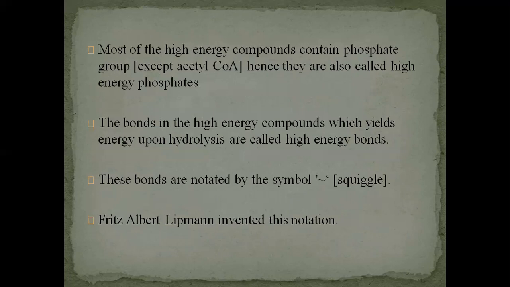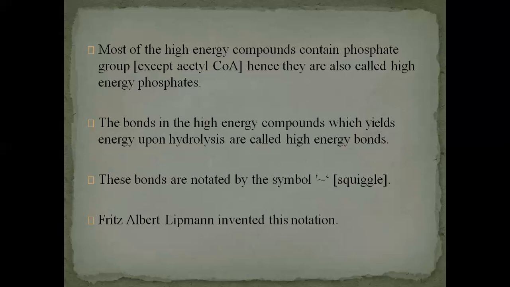Most high energy compounds contain phosphate groups. This is the key point. If we talk about high energy compounds, a phosphate group is usually present, except for acetyl-CoA. Acetyl-CoA is also a high energy compound, but without any phosphate. So for the general concept, any compound which has a phosphate group in it is a high energy compound, because upon the breakdown of this phosphate bond, high energy is released, greater than negative 7.3 kilocalories.